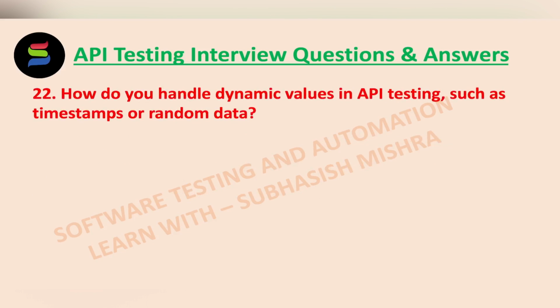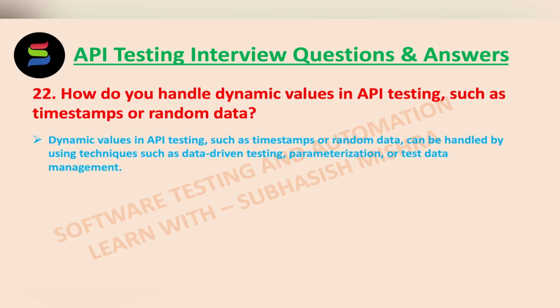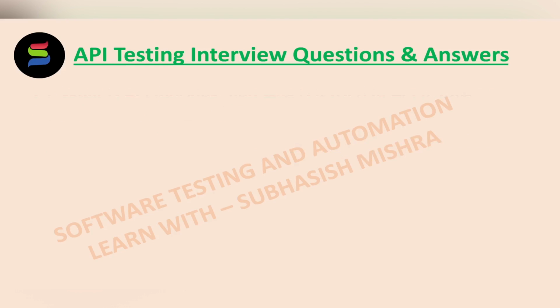How do you handle dynamic values in API testing such as timestamps or random data? Dynamic values in API testing such as timestamps or random data can be handled by using techniques such as data driven testing, parameterization or test data management. We will move to the next question.